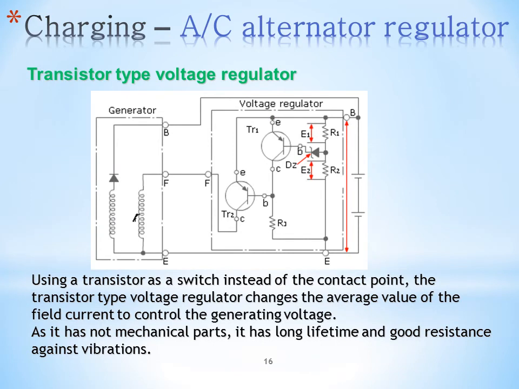Transistor type voltage regulator. Using a transistor as a switch instead of the contact point, the transistor type voltage regulator changes the average value of the field current to control the generated voltage. As it has no mechanical parts, it has a long lifetime and good resistance against vibrations.